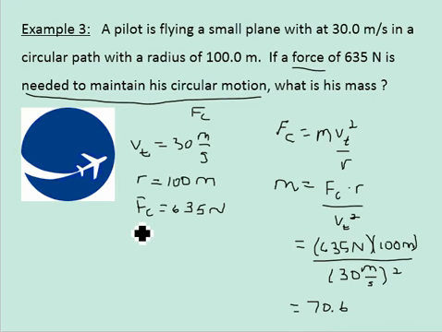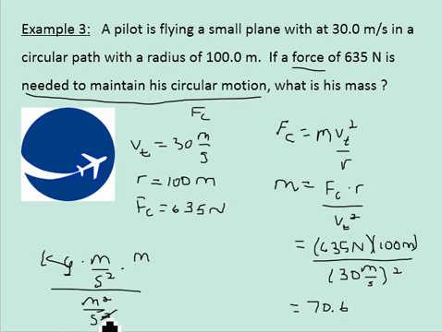Since it's a mass, we should expect kilograms, but let's check our units just to make sure. A Newton is a kilogram meter per second squared, multiplied by the meter on top, divided by a meter squared over a second squared. These guys cancel out. A meter times a meter is a meter squared, so they each cancel out with that, and I'm left with kilograms. So I confirm that my units are correct.